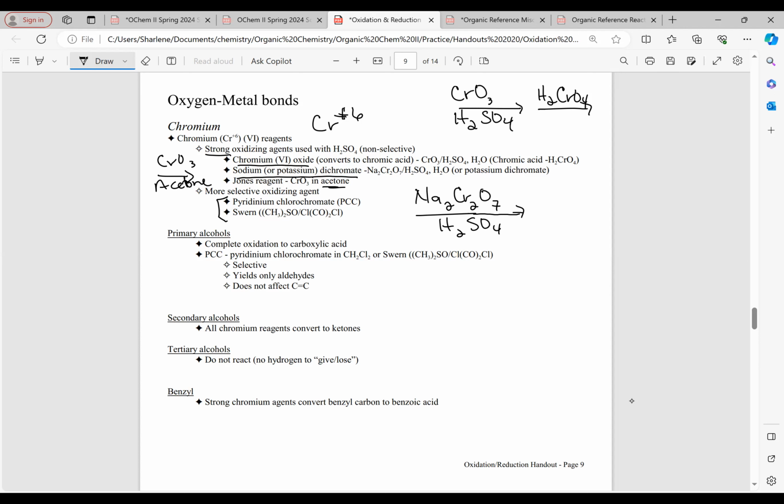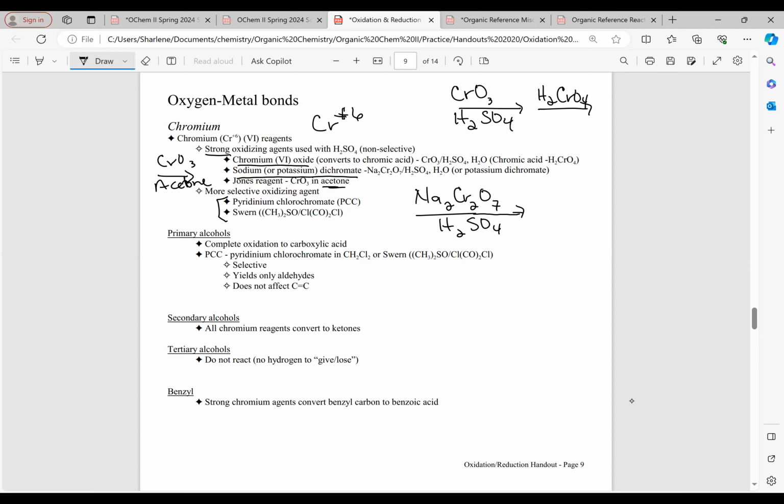What in the world is PCC? Basically, and this is a jolly term, I call it a poisoned oxidizing agent, if you will. So it will stop at the aldehyde stage. It'll stop at the aldehyde stage.